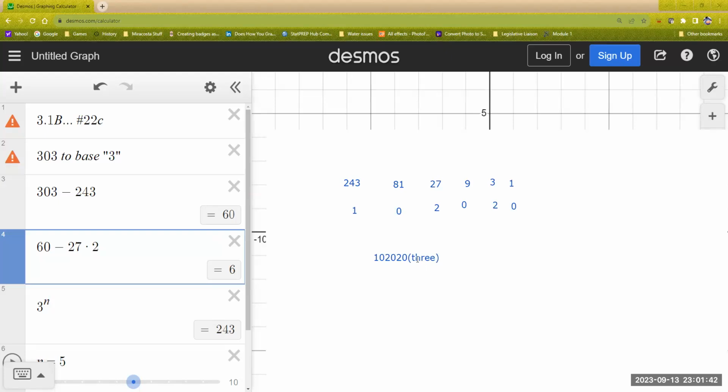I just want to make sure you understood that idea. So there you go. That's it. Find your place values, and then you can just see how many of them go in as you work your way across. Okay. Let's see.